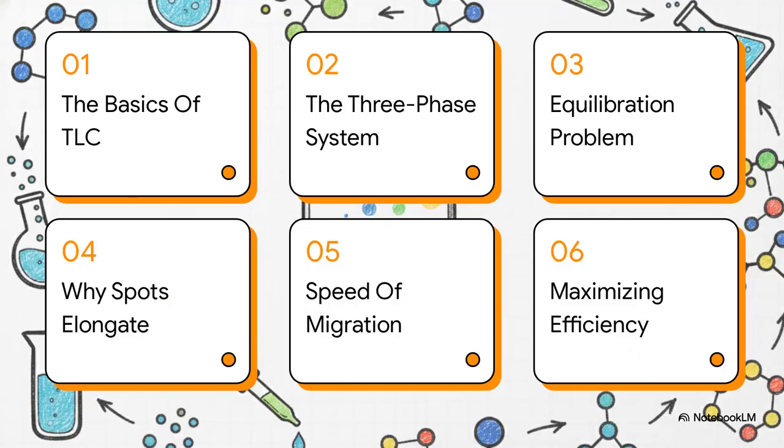Today, we're mapping out this journey step by step. We'll hit the basics of TLC, the three-phase system, the equilibration problem, why spots elongate, the speed of migration, and finally, maximizing separation efficiency. Let's get right into it.